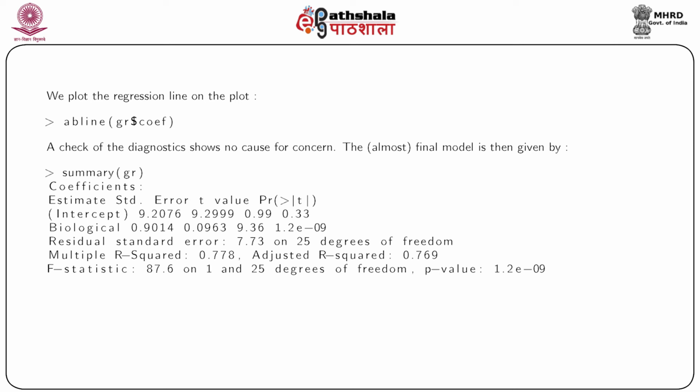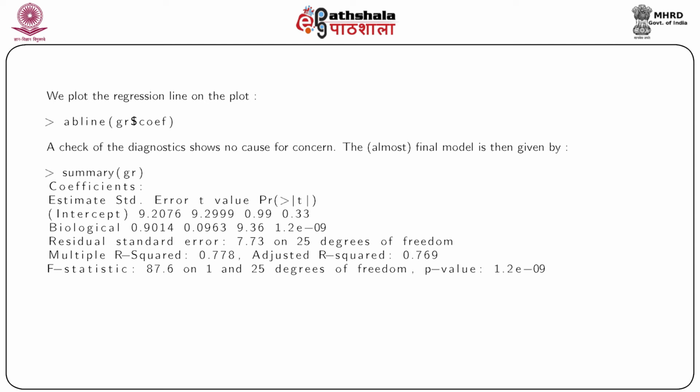So the final, or almost final, model can be given by the summary, where we have the estimated coefficient for the biological covariate, the standard error for this estimate, the t value and the p value. We can see that the p value is very small compared to the level of significance, 0.05. So biological is the only factor which is significant in explaining the variability in the IQ of the person who was raised by the foster parents.